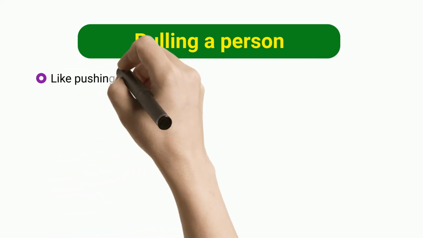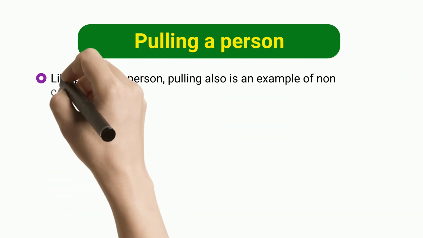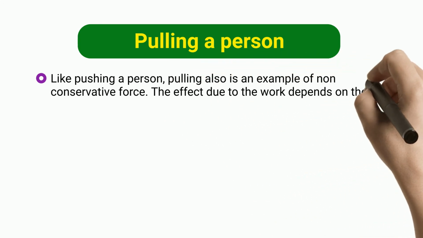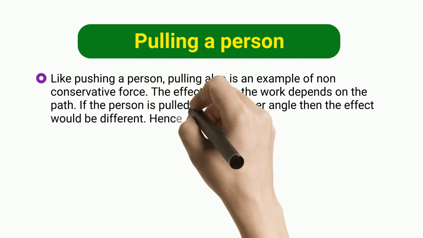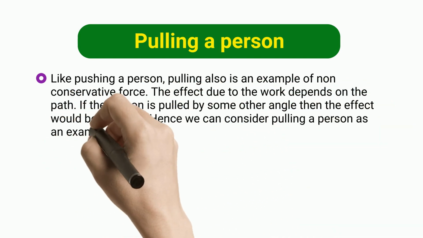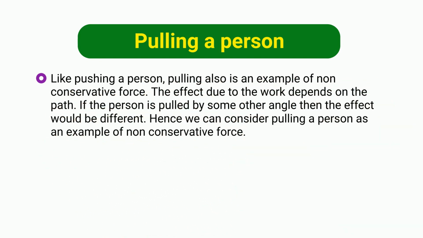Pulling a person. Like pushing a person, pulling is also an example of non-conservative force. The effect due to the work depends on the path. If the person is pulled at some other angle, then the effect would be different. Hence we can consider pulling a person as an example of non-conservative force.